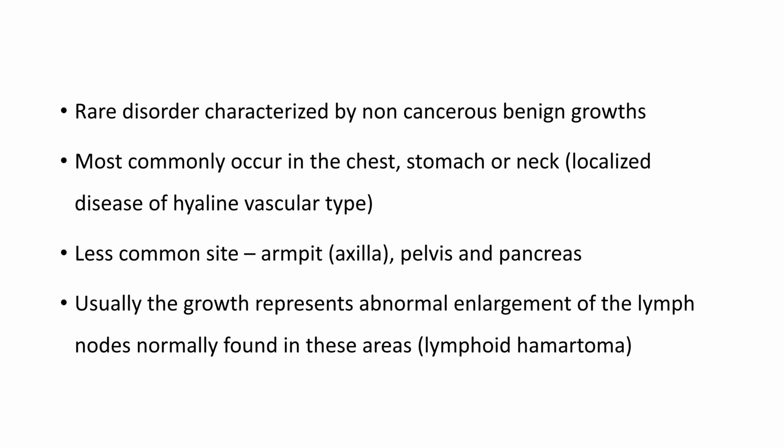It most commonly occurs in the chest, stomach or neck, that is localized disease of hyaline vascular type. Less common sites include the armpit, that is axilla, pelvis and pancreas. Usually the growth represents abnormal enlargement of the lymph nodes normally found in these areas, that is lymphoid hamartoma.